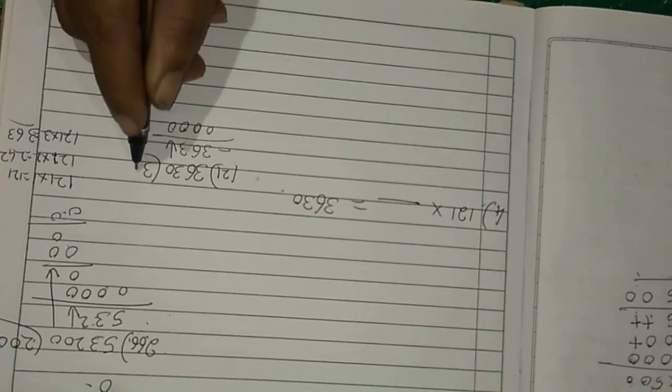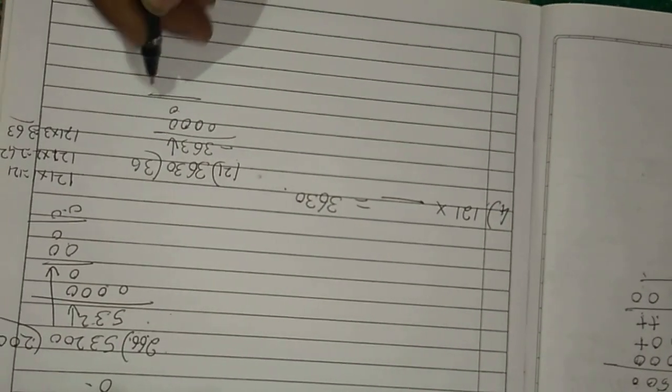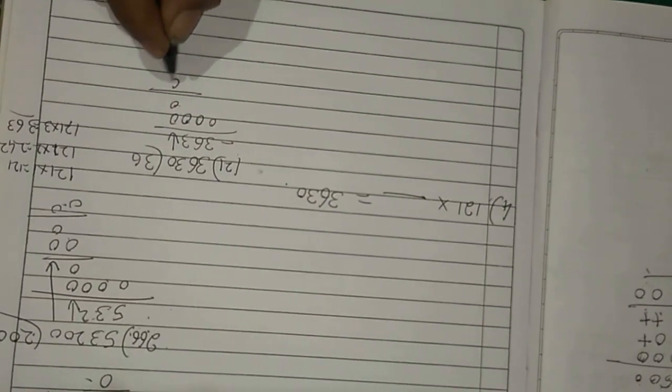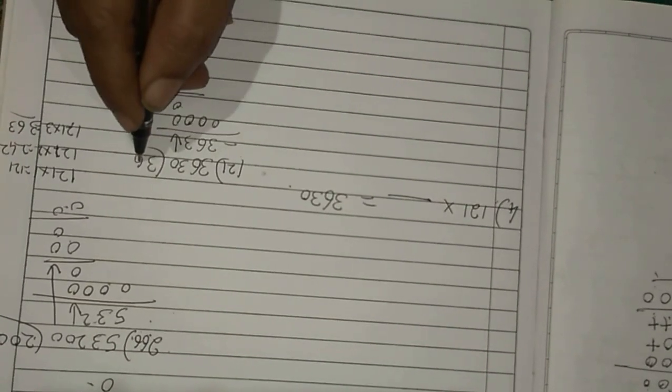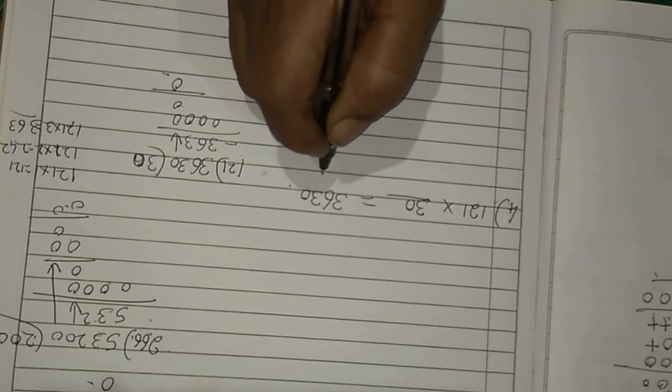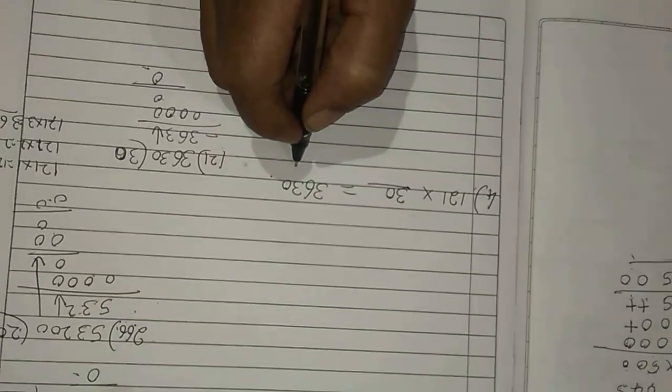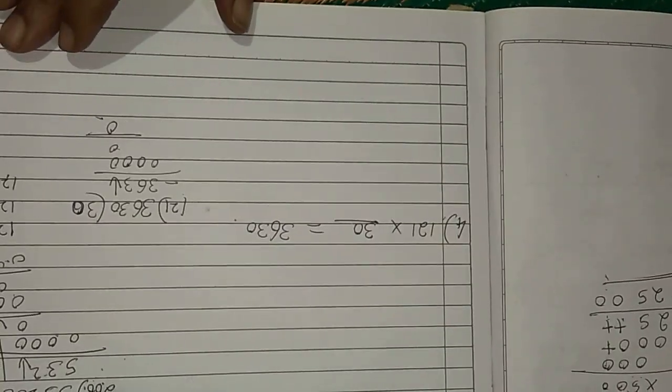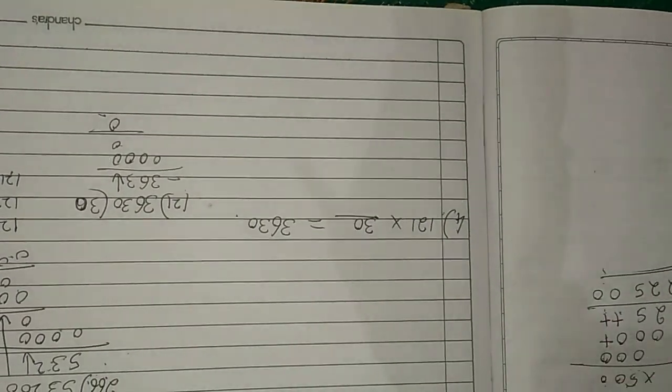121 zeros are 0. You know that any number multiplied by 0 is 0 only. Okay. So how many times? 30 times. 121 times 30 is 3630. So you have to continue these sums in the rough notebook, not in the classwork.